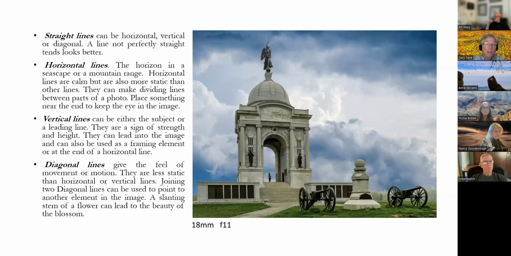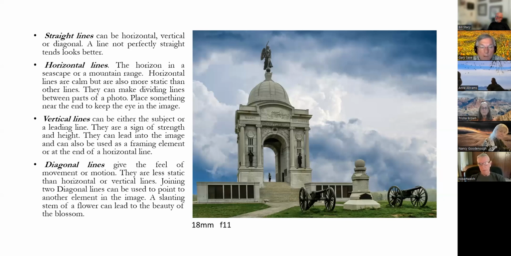Vertical lines can be either subject or a leading line. They are a sign of strength and height. They can lead into an image and can also be used for a framing element or at the end of a horizontal line. Diagonal lines give the feel of movement or motion. They are less static than horizontal or vertical lines. Joining two diagonal lines can be used to point to another element in the image. A slanting stem of a flower can lead to the beauty of the blossom, which we just discussed.